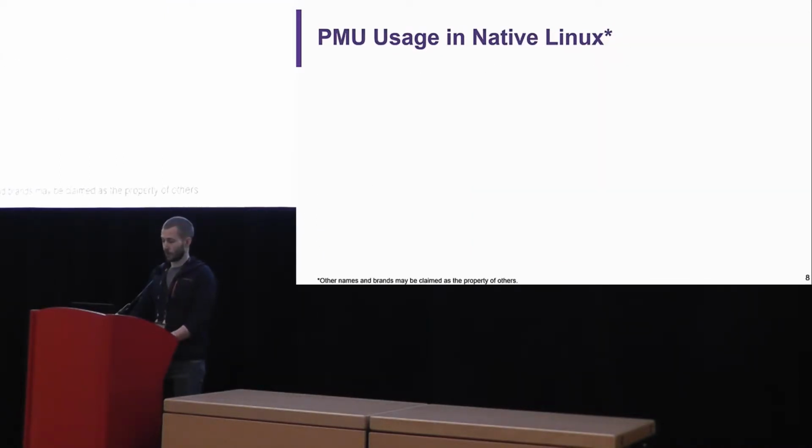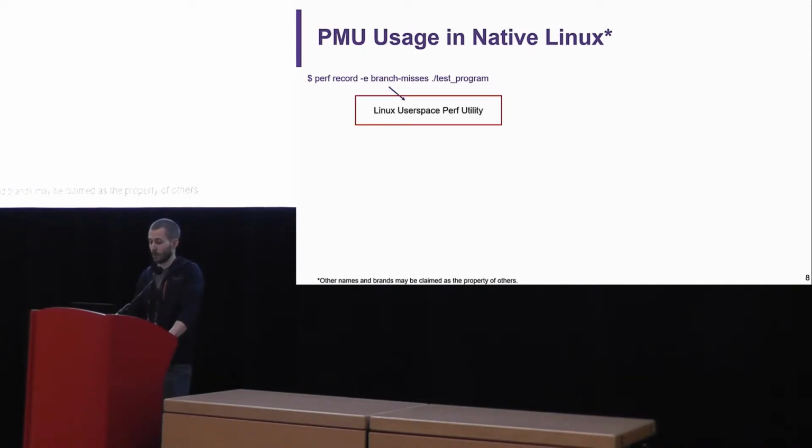If we take a look at how this plays out in native Linux, you run the perf utility to take a look at branch misses. Sorry, this is in the context of just general PMU usage.